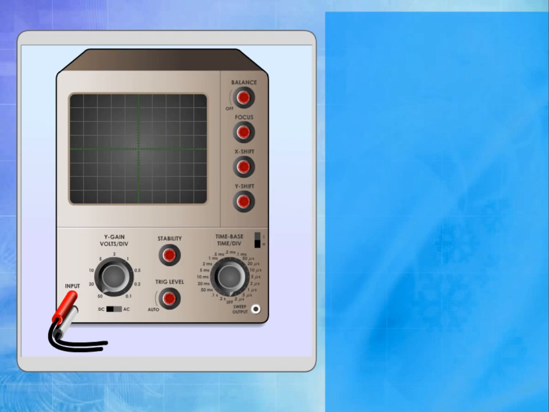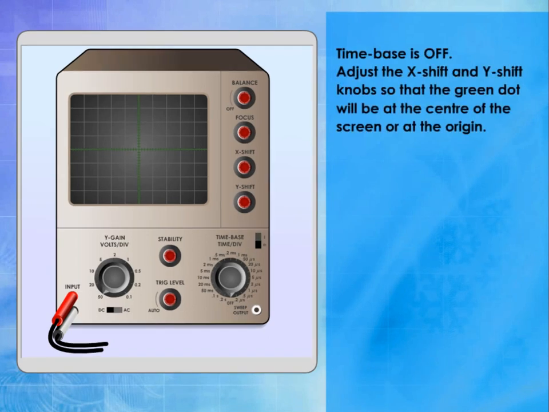Click on the switch to switch on the C.R.O. Notice that the time base is off. Adjust the X shift and Y shift knobs so that the green dot will be at the center of the screen or at the origin.